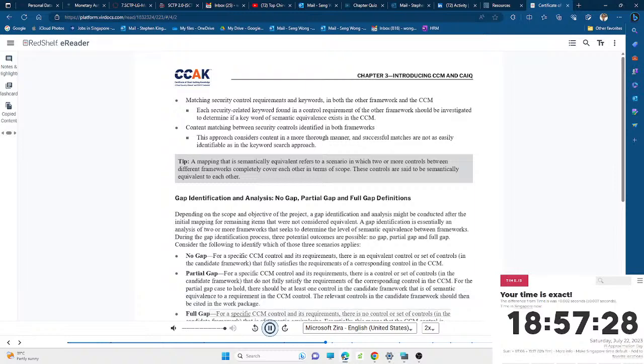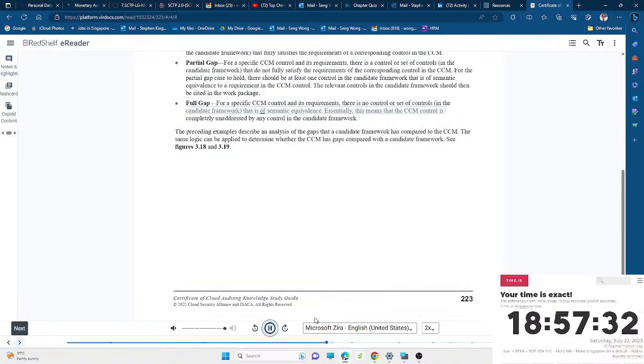Full gap for a specific CCM control and its requirements. There is no control or set of controls in the candidate framework that is of semantic equivalence. Essentially, this means that the CCM control is completely unaddressed by any control in the candidate framework. The preceding examples describe an analysis of the gaps that a candidate framework has compared to the CCM. The same logic can be applied to determine whether the CCM has gaps compared with a candidate framework. See figures 3.18 and 3.19.